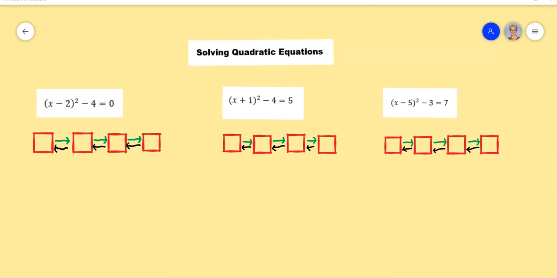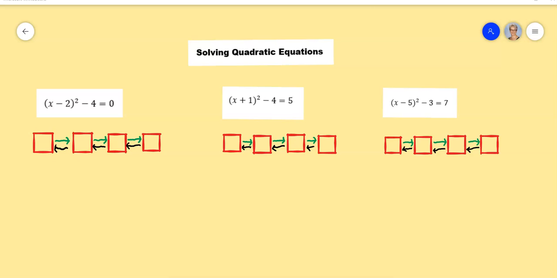In this video, we're going to look at solving quadratic equations. These equations we'll be solving are quadratic equations in vertex form. Quadratics can be written in three different forms: vertex form, general form, and factorised form. But today, we're going to be looking at solving quadratic equations in vertex form.